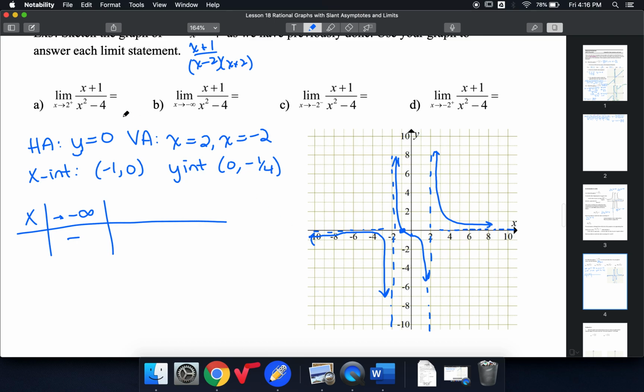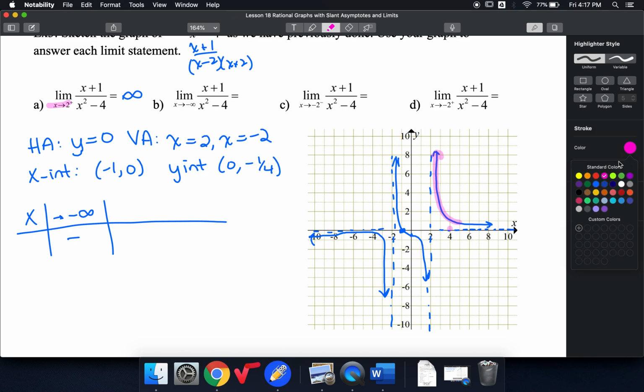Let's look at my limits. So now I'm looking at x going to 2 from the right-hand side. So approaching 2 from the right, I'm approaching 2 this way, so following my graph, I'm going up towards positive infinity. So that limit is positive infinity.